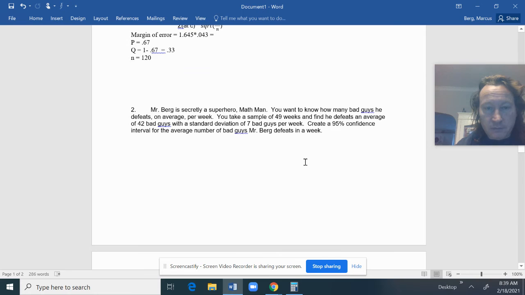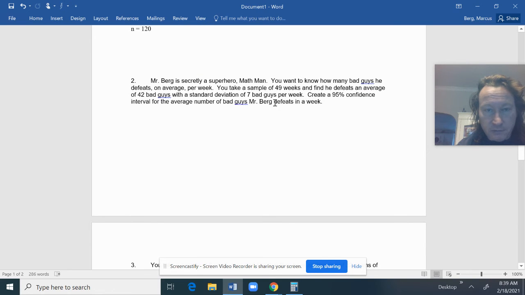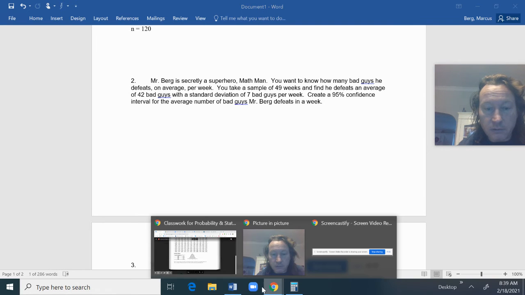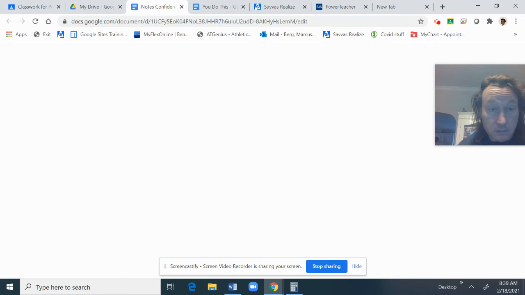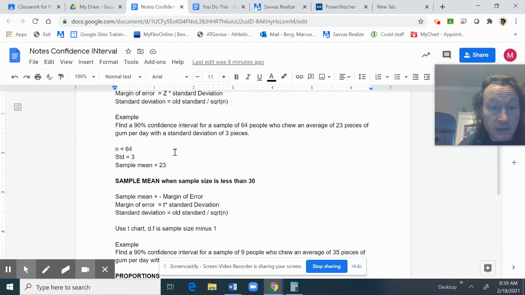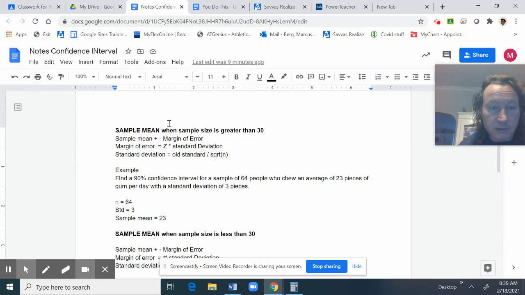All right. These ones are very similar. For number 2, we're going to check the sample size. It's 49. So you would be doing this if you were to look at the notes. Since the sample size is greater than 30, you're just going to get your sample mean and your margin of error. So you have to use your Z like we just did, times the standard deviation, which would be the old standard deviation. So you would need all this if you're doing that one.